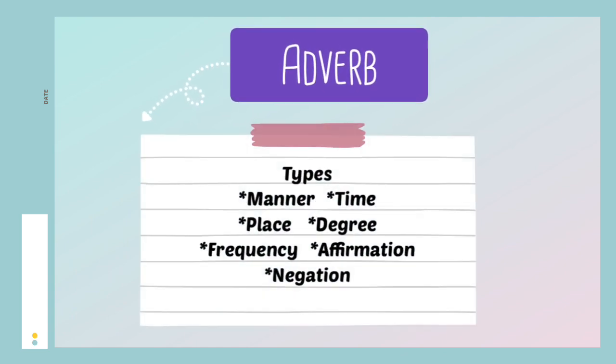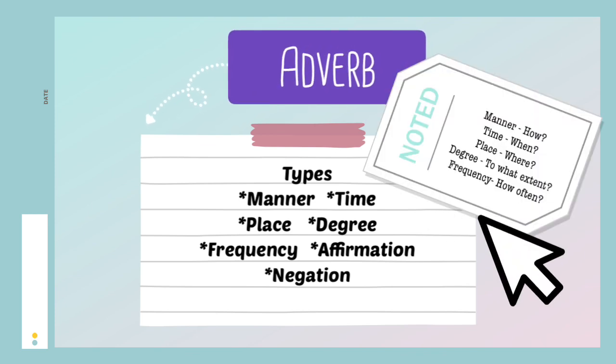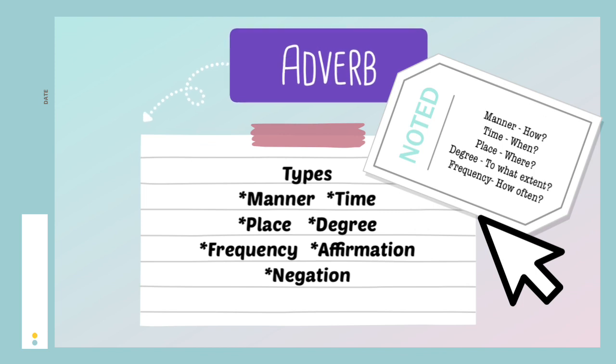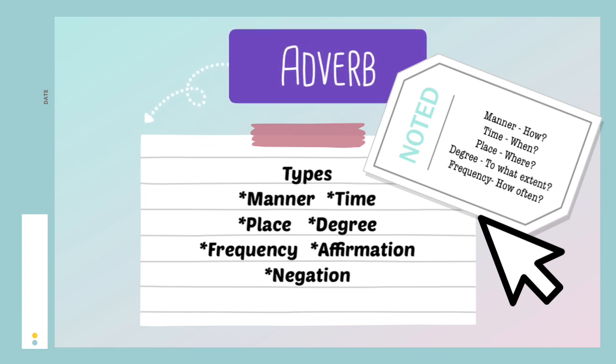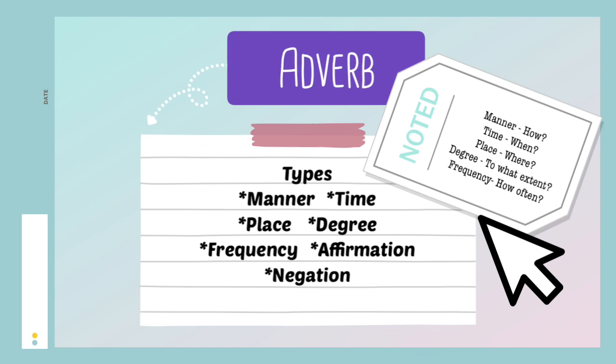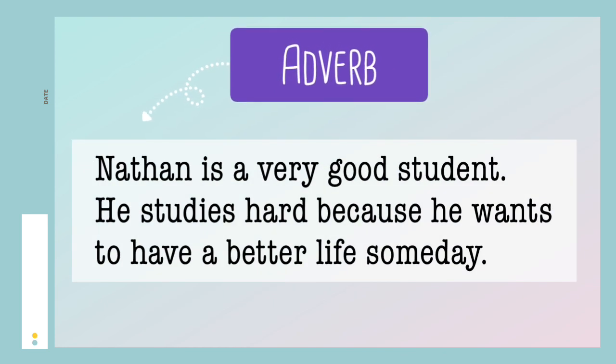So we have different types of adverb. So I'll just give examples for each. For manner, we have carefully, fast. For time, we have yesterday, tomorrow, now. For place, we have here, there. For degree, we have very, extremely. For frequency, we have always, never. For affirmation, yes. For negation, no. So those are the types of adverb. Can you identify the adverbs in this statement?